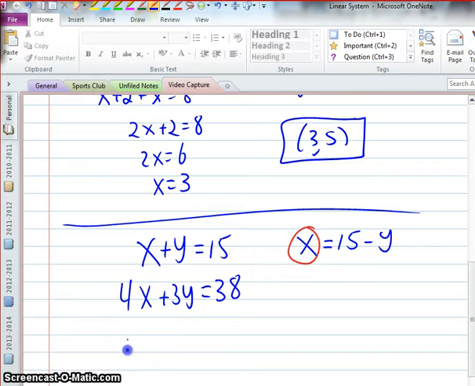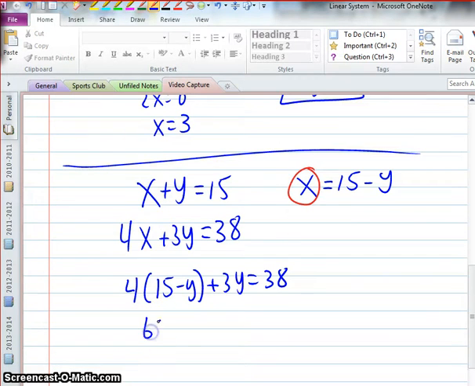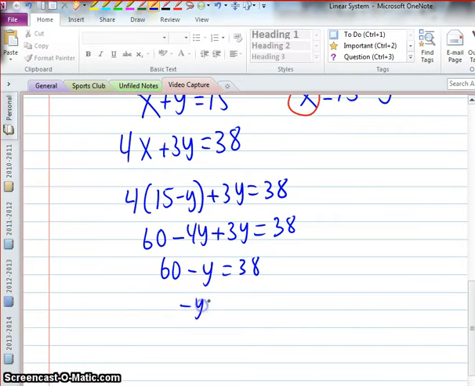So now I'm going to rewrite that second equation, and instead of putting x, I'm going to put 15 minus y. Carry out the rest of the problem. I've got to distribute. Let me combine like terms on the same side. If I subtract 60 from both sides, it is negative 22, so y must be positive 22. So I know the y-coordinate of where they intersect.